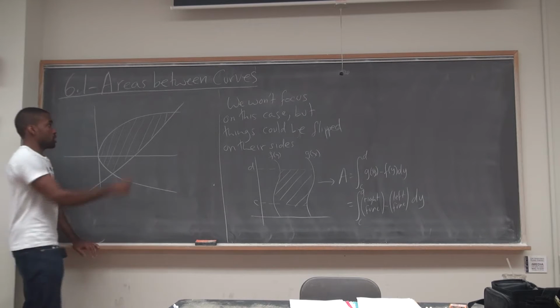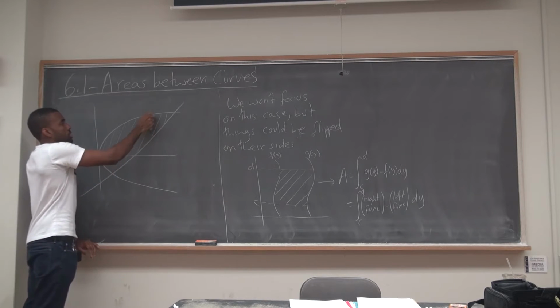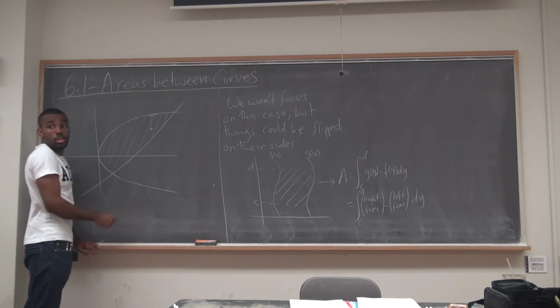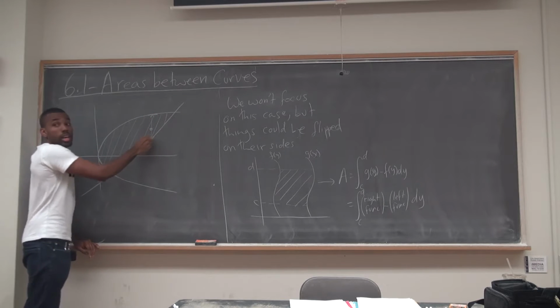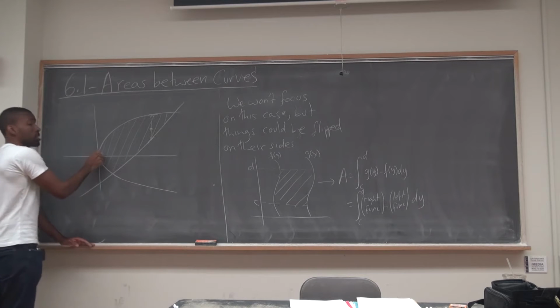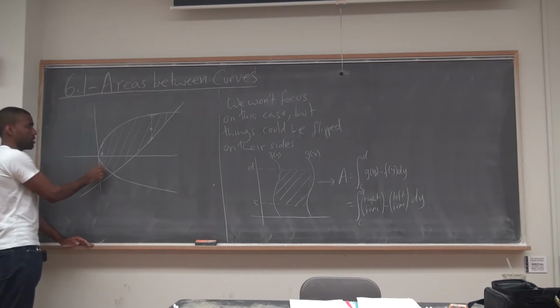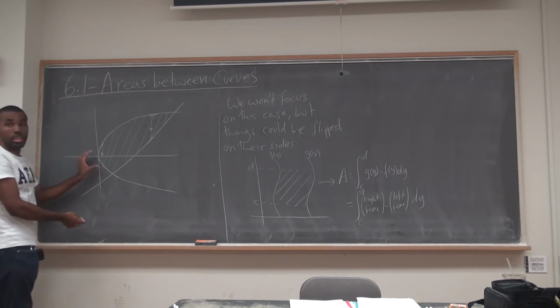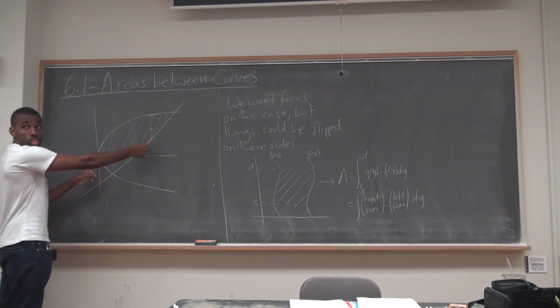Because imagine if you're over here, right? Your top function is the parabola. Your bottom function is the line. If you're over here, your top function is the parabola. Your bottom function is still the parabola. It's not the line anymore. So your bottom function switched.